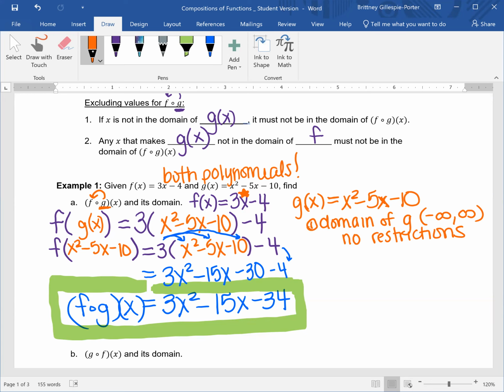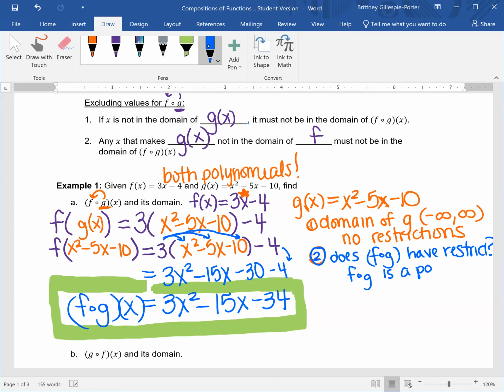We're now going to look at our composite function. So step 2, does f composed with g have restrictions? Okay, so if we look at f composed with g, we did not have a denominator at any point. We did not have a radical at any point. So that means that f composed with g is a polynomial, which again means no restrictions.